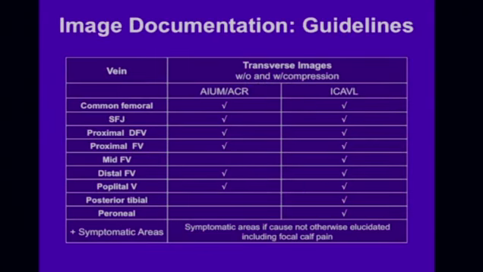The imaging documentation guidelines are a little bit different from study to study. For the AIUM, a picture without and with compression of the common femoral, saphenofemoral junction, proximal deep femoral vein, proximal and distal femoral vein are recommended, as well as a picture of the popliteal vein. For the IAC, you can see some other pictures are recommended.